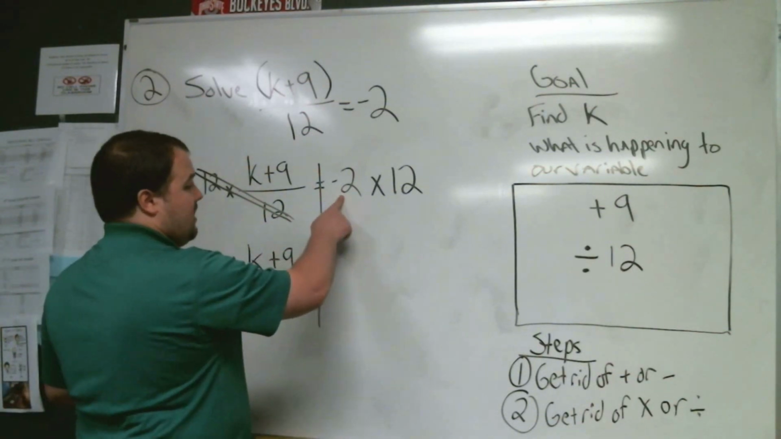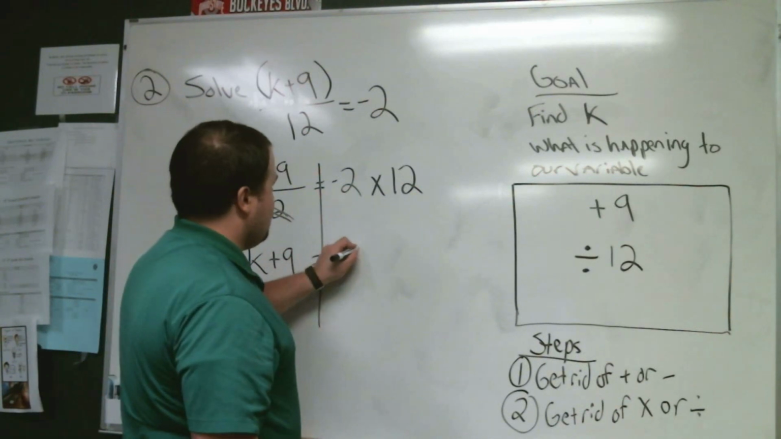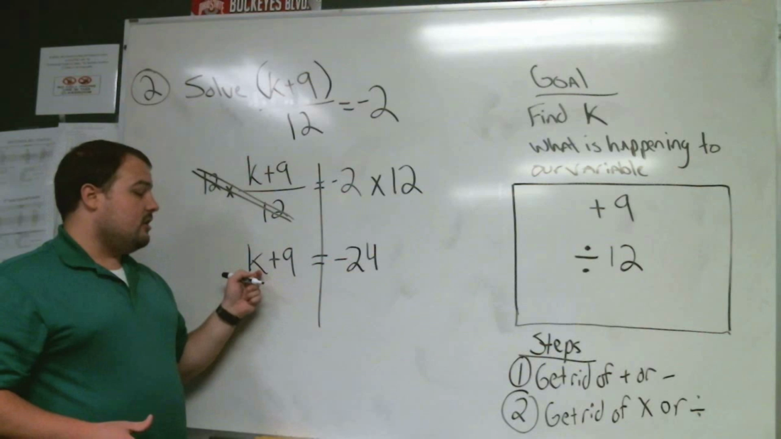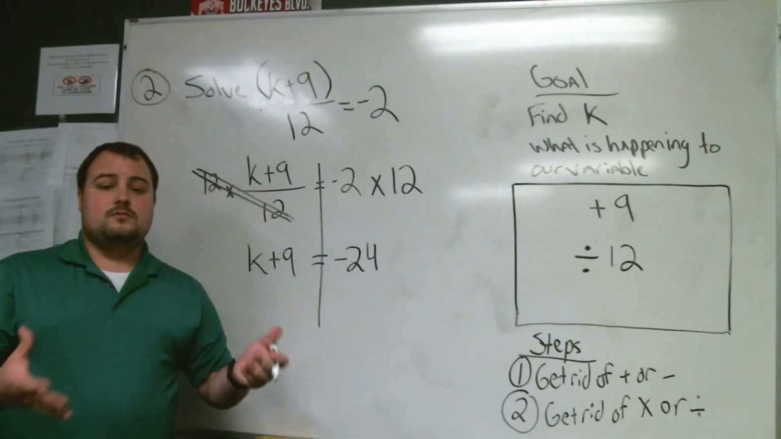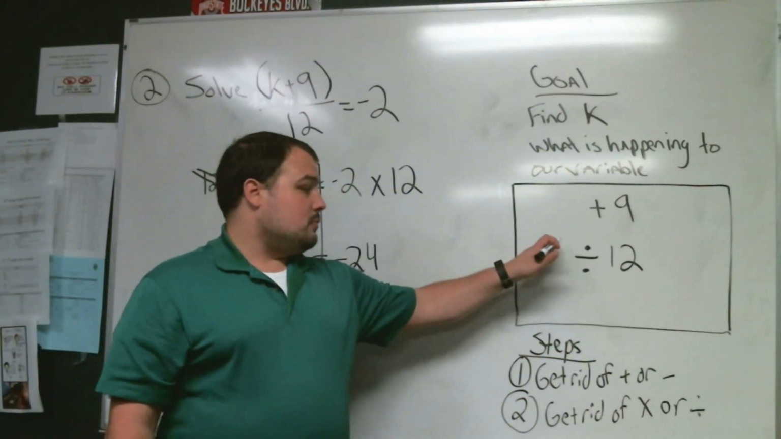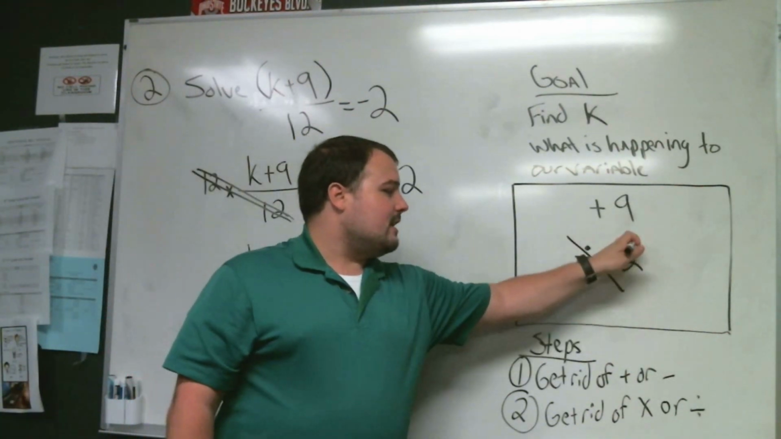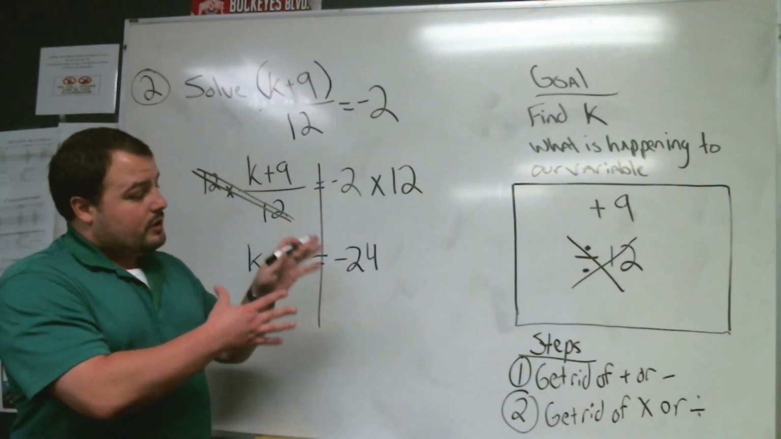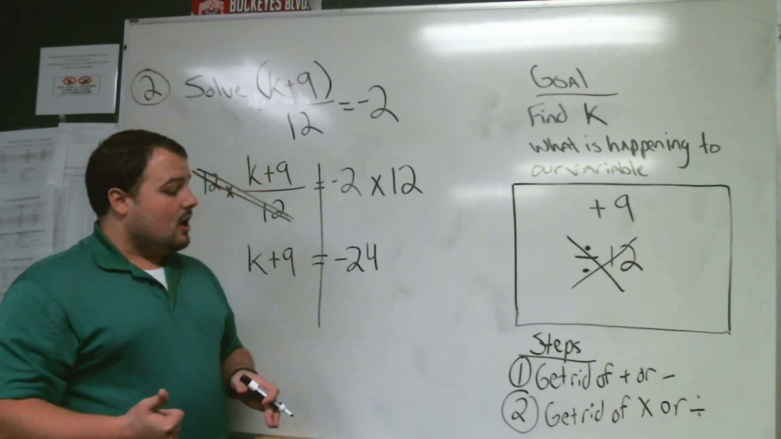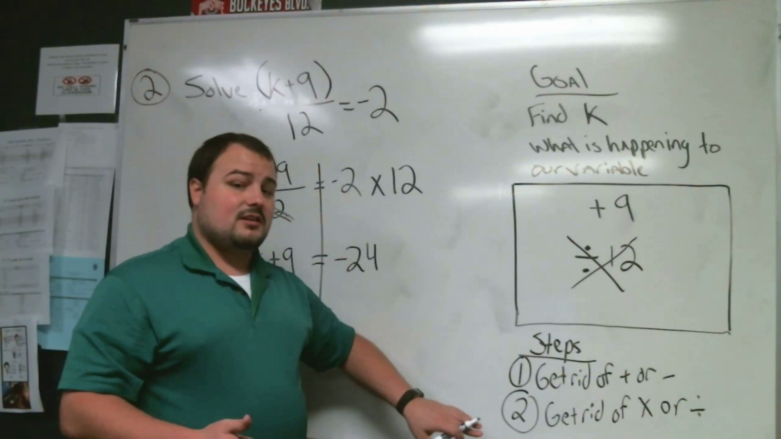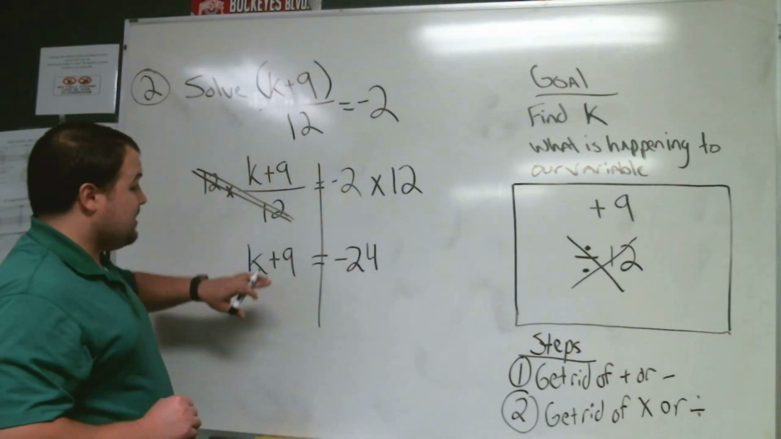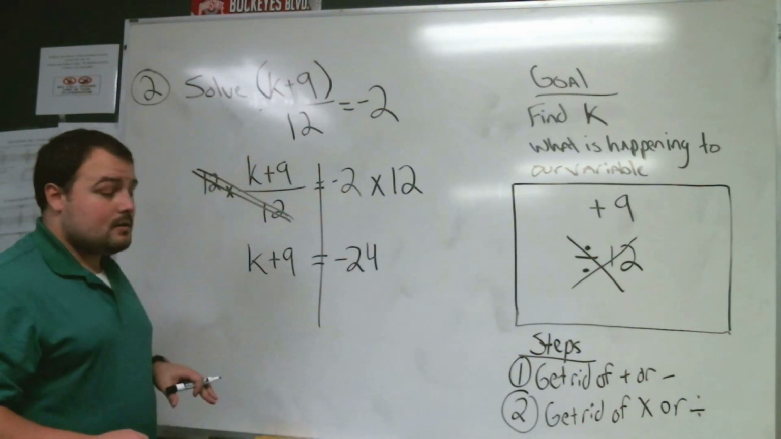Equals a negative 2 times 12, which is a negative 24. So right now, we're saying that k, a number, plus 9 is equal to negative 24. Now we have to get rid of that. But notice, we got rid of divided by 12, so I'm going to cancel that out. If I get rid of those two things that are happening to the variable, I should have my solution. Normally we get rid of adding or subtracting, then multiplying and dividing. In this case, we had to get rid of division first because it was happening to the entire thing.